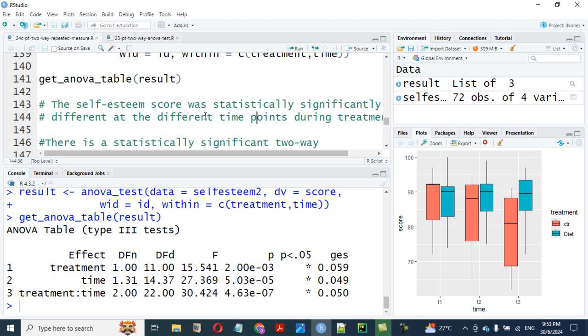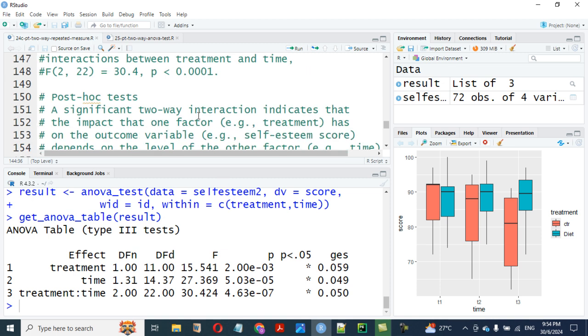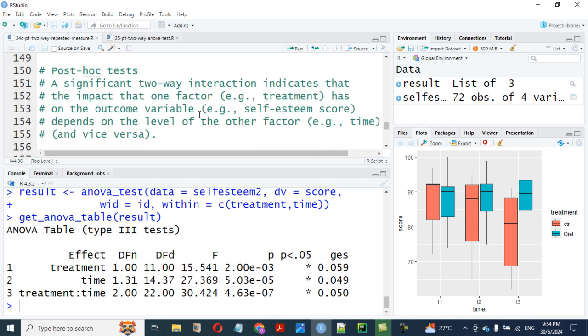So the self-esteem score was statistically significantly different at the different time points during the treatment. Okay, based on our result now, there is a statistically significant two-way interaction between treatment and time. So we can also do a post hoc test to see, between this interaction, which one, because we saw that they are significant in the type 3 test. So which one of them is actually contributing?